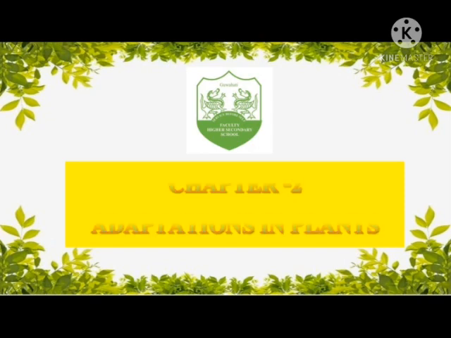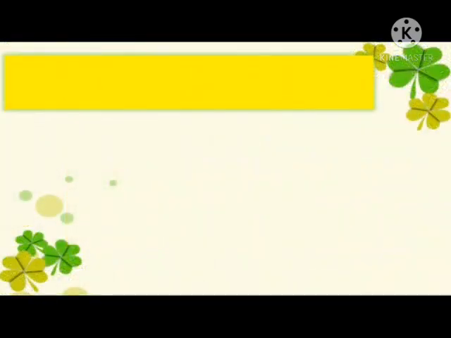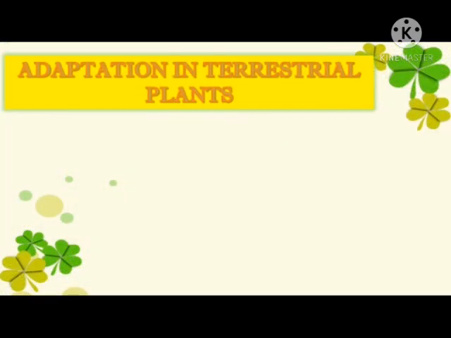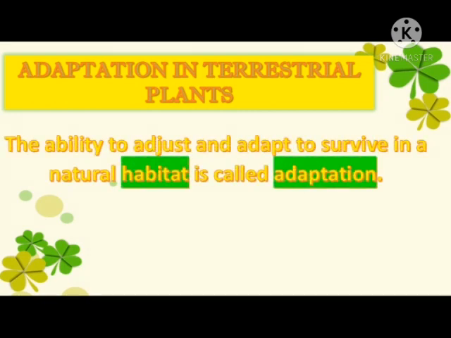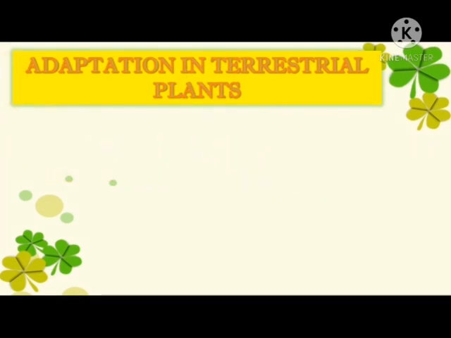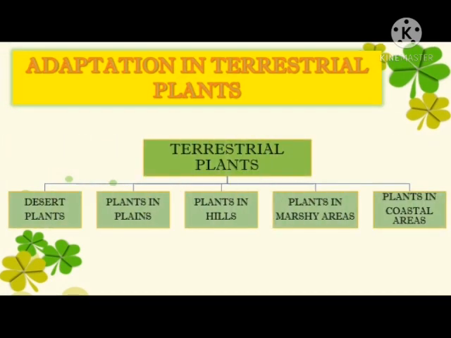Now, let us try to find out the answer to these questions by studying chapter number 2, Adaptations in Plants. Plants adapt to the environmental conditions of the area they live in. The ability to adjust and adapt to survive in a natural habitat is called adaptation. The plants that grow on land are called terrestrial plants. Terrestrial plants are found in desert areas, plains, hills, marshy lands, and coastal areas.